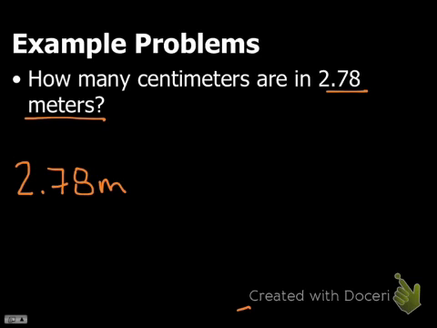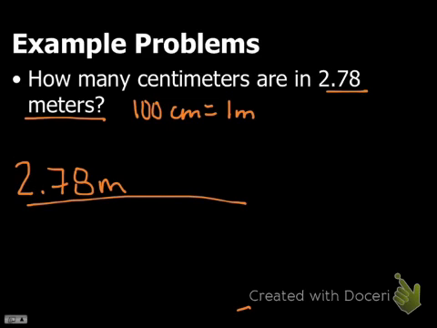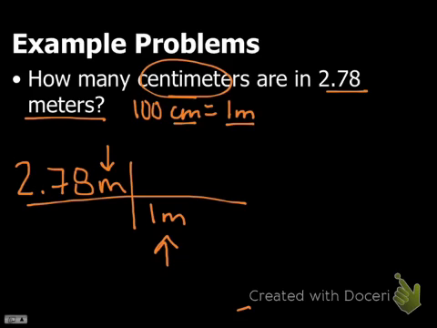Now we know that there are 100 centimeters in 1 meter. So at this point, we do have a direct conversion between meters and centimeters, so this is only going to require one step. Whatever I want to cancel, which is meters, I want that unit to be on the bottom of my next bracket. So 1 meter goes on the bottom, and the unit I'm converting to, centimeters, goes on the top of the bracket. So 100 centimeters goes on the top.